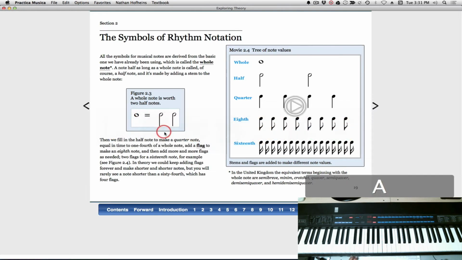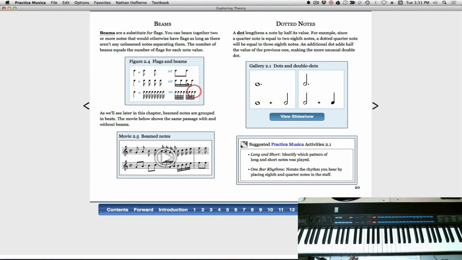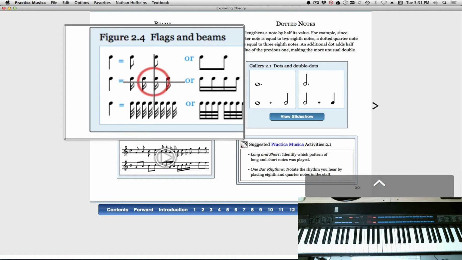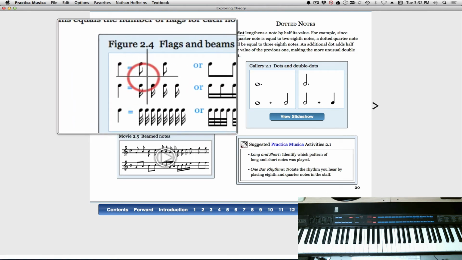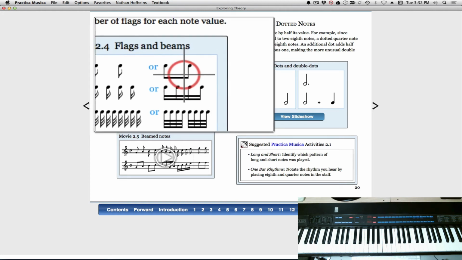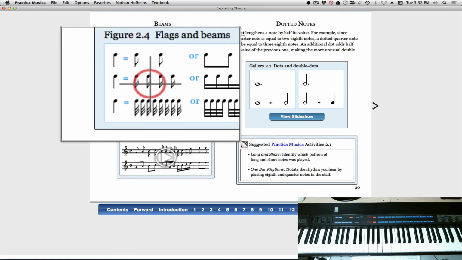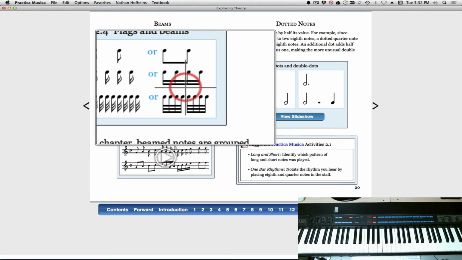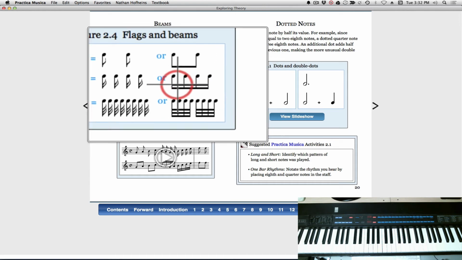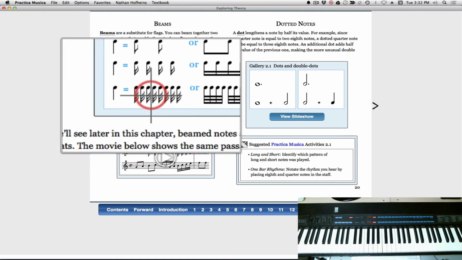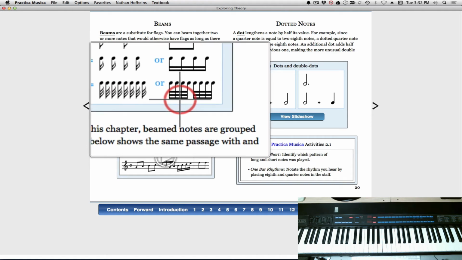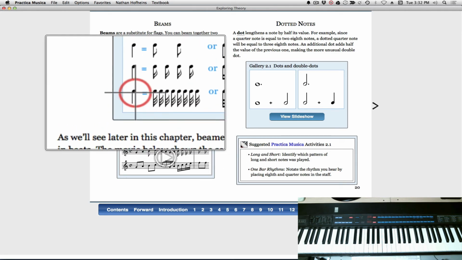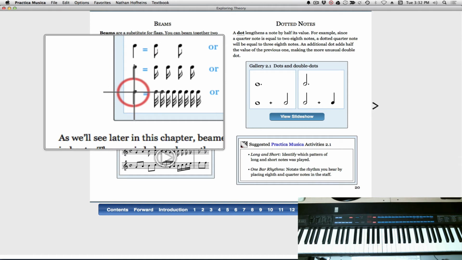Let's go back to the text here for a second. In this next section, we're talking about beams. You can see that here, you can have a quarter note, and that equals 2 eighth notes, or you can beam them together if they're within the beat. A quarter note equals 4 16th notes, or you can beam them together like that, with 2 beams on the bottom. And then these are 32nd notes, and that means you've got 8 32nd notes in the space of a quarter.